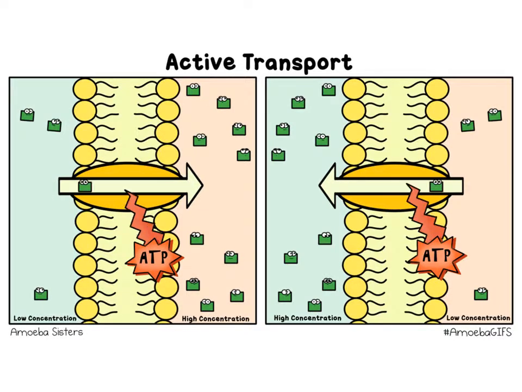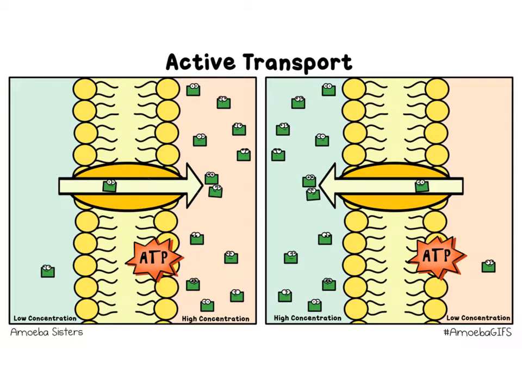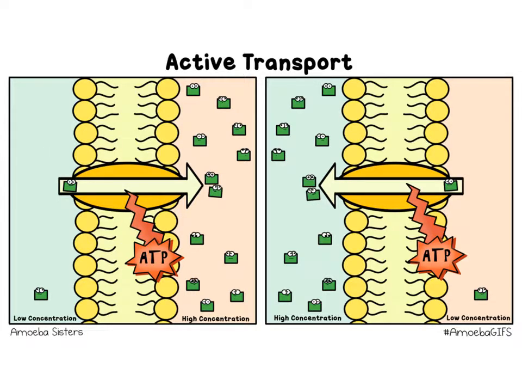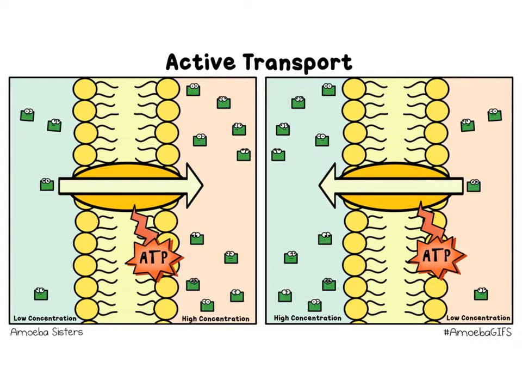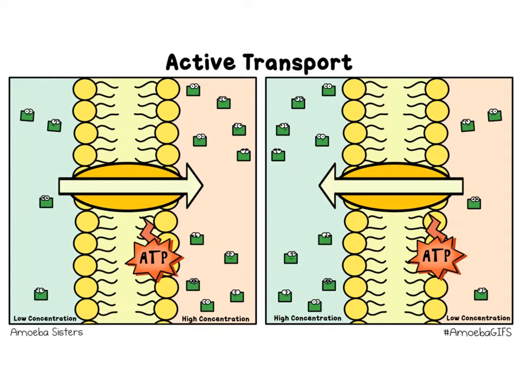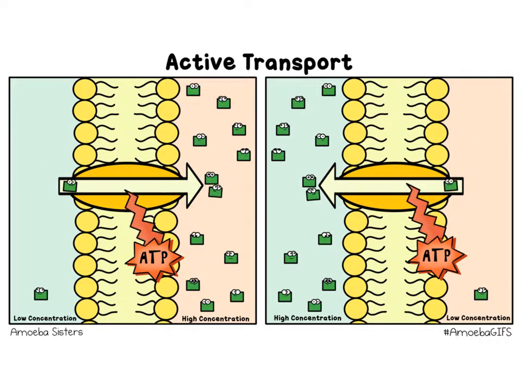So sometimes substances need to be moved from where they are at a lower concentration to where they're at a higher concentration, or against the concentration gradient. This is going to allow cells to take up essential molecules even when they are at a low concentration outside. Because molecules are moved against the concentration gradient, it's going to require energy. This energy is going to be in the form of ATP. This form of transport is called active transport, and it's going to use carrier proteins similar to those involved in facilitated diffusion.